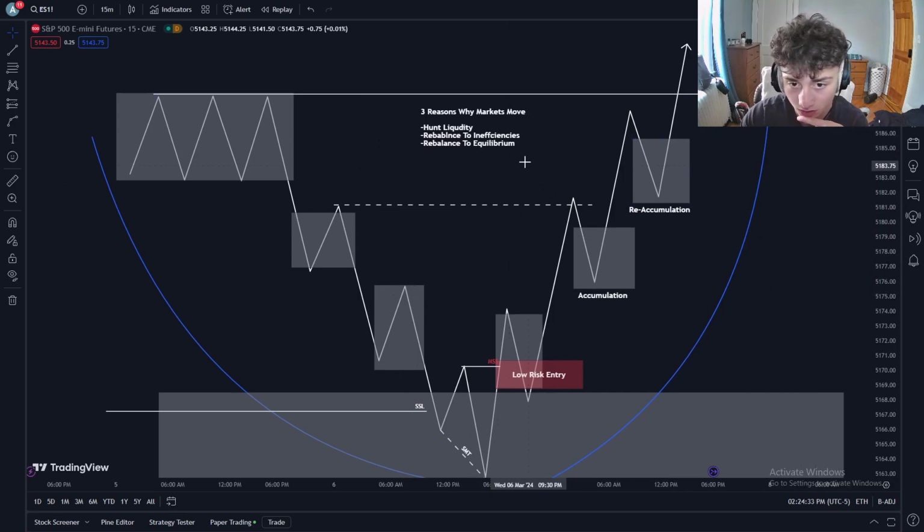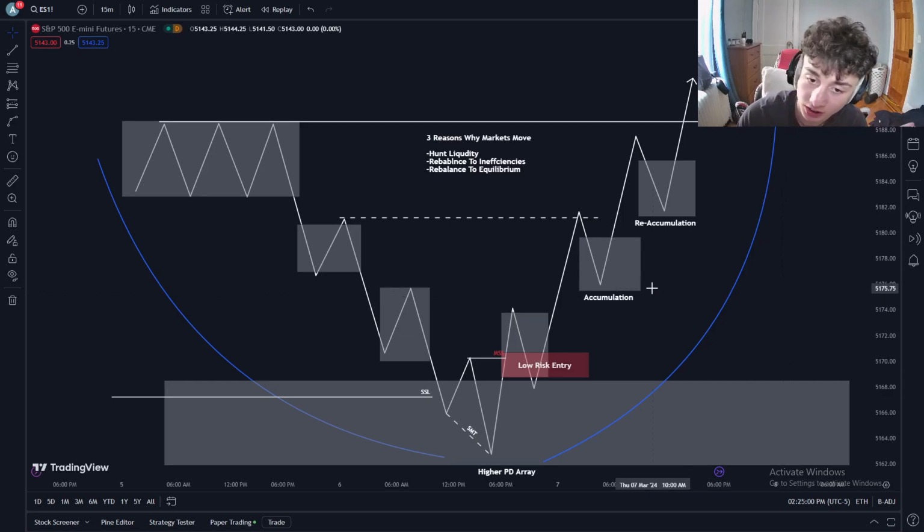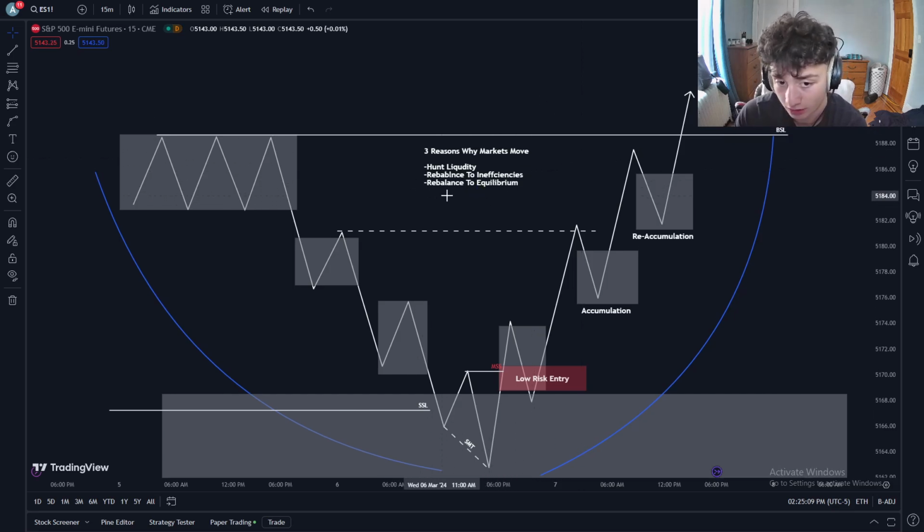Number two, to rebalance inefficiencies. Now, what are some inefficiencies? If you watch ICT, you know volume imbalances. You know fair value gaps. That's the most obvious one. You know liquidity voids. And honestly, some inefficiencies could just be a too far stretched week. So that's where we come into rebalance to equilibrium.